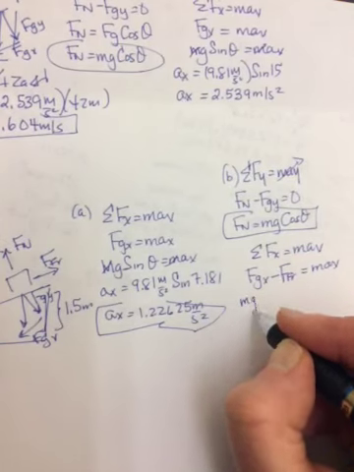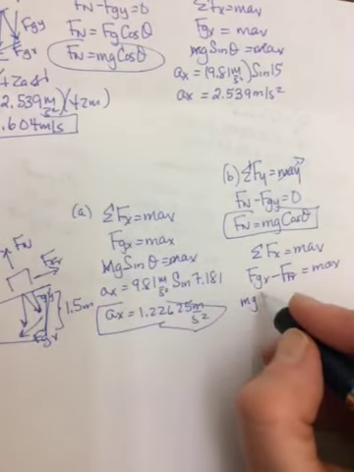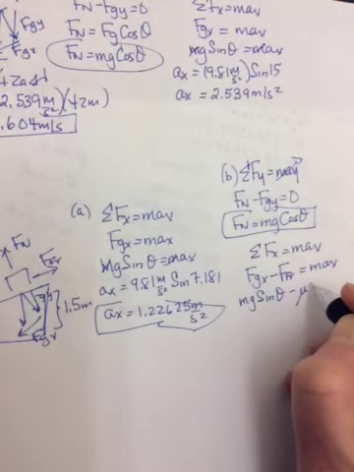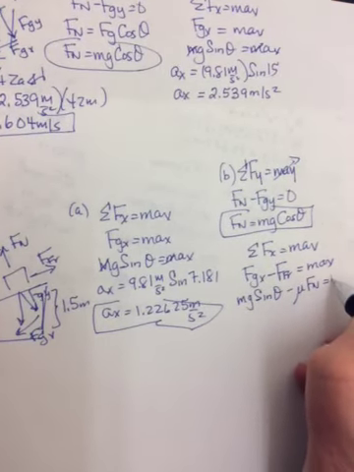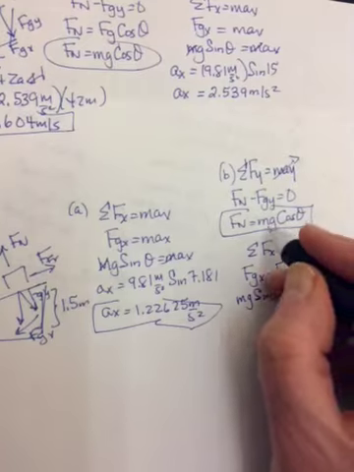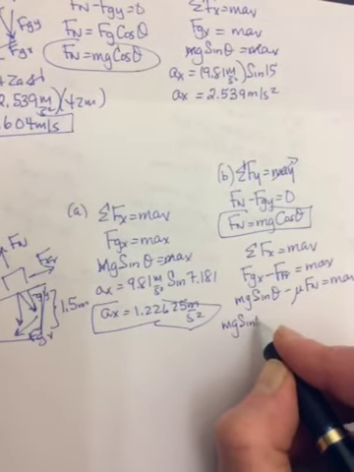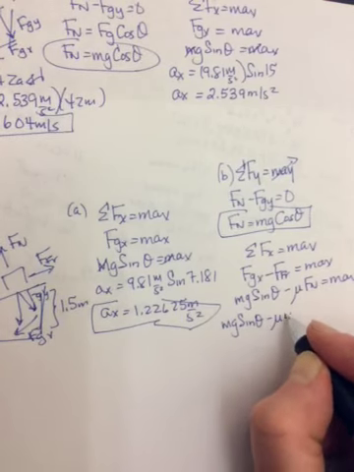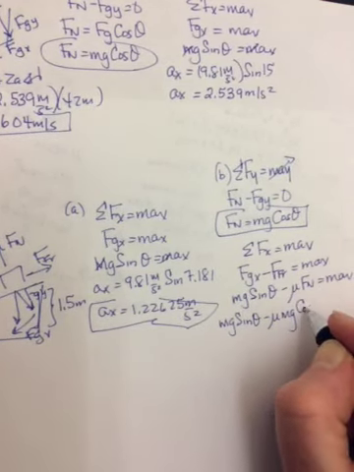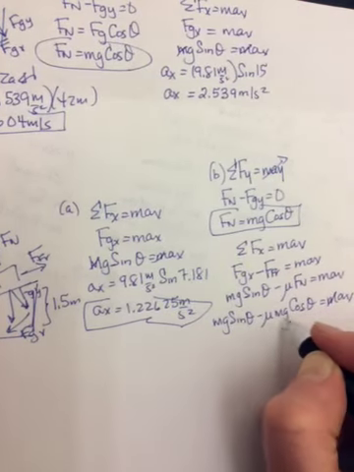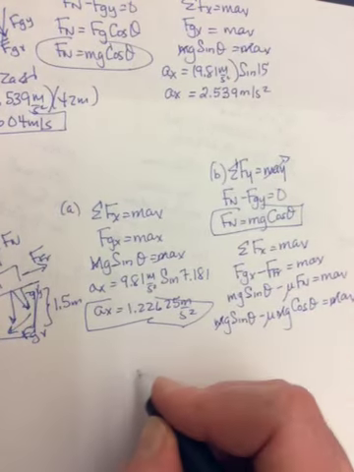FGX is really mg sine theta, minus friction, which is really mu Fn, is equal to max, but Fn is mg cos theta. So this will be mg sine theta minus mu mg cos theta is equal to max. There's an m in every term, so cancel it out.